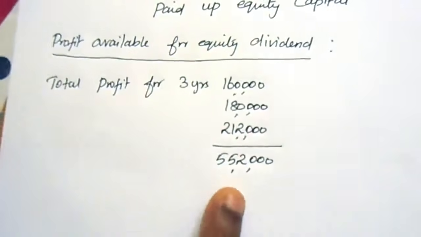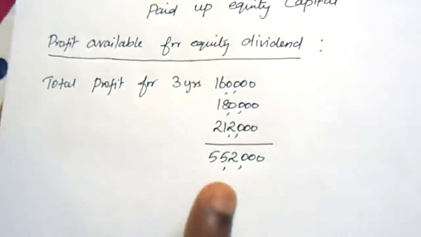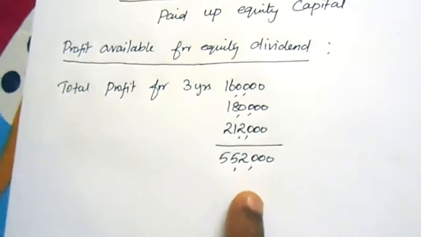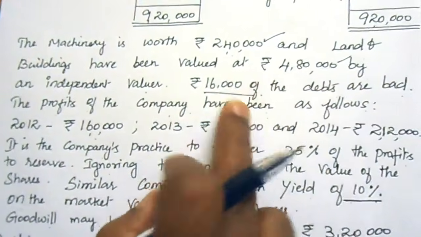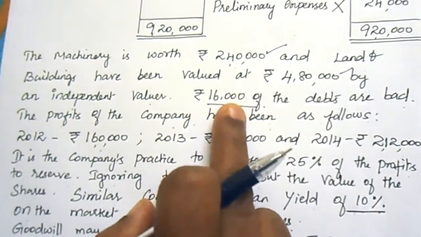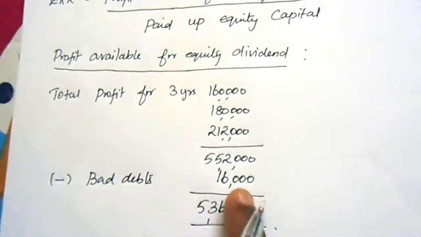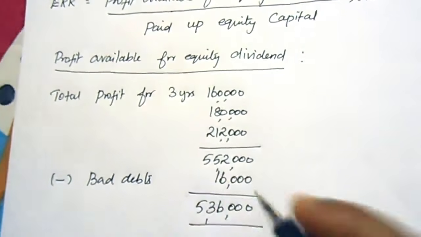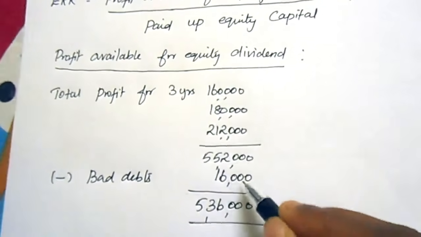Before you find the average profit, just see if there is any non-operating expense. If there is any non-operating expense, that will be subtracted from the total profit. Then you can find the average profit. Look at the adjustment. 16,000 of the debts are bad. It is a non-recurring transaction. This will be subtracted from the total profit. Bad debts how much? 16,000. You have to subtract this from the total profit because it is non-recurring. This is not going to appear for every year. So you need to subtract it from the total profit.